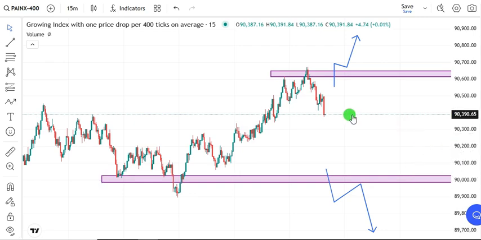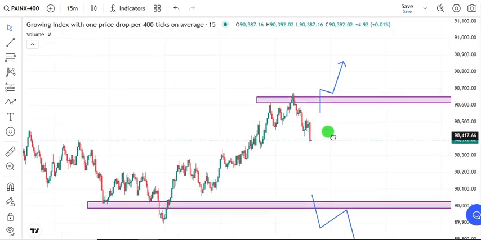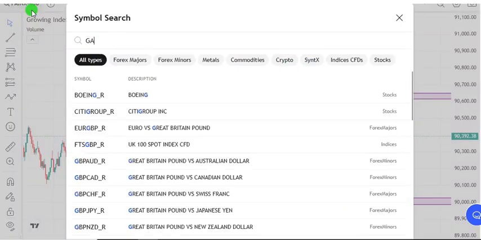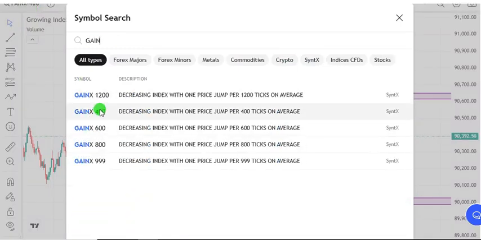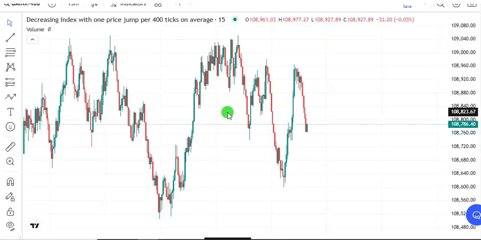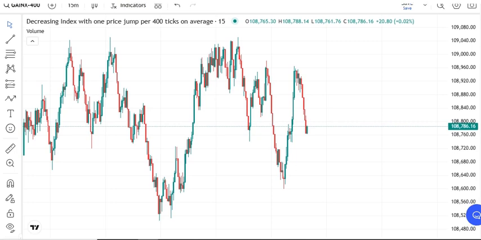That said, for today I'll be looking forward to a break above this and test for me to go long on PainX 400. So going to GainX 400, which is the sibling to Pain, where there's no gain, there's no pain, there's no gain. So now we have pain, there must be a gain. So let's go to gain. Let's see what gain is gaining.